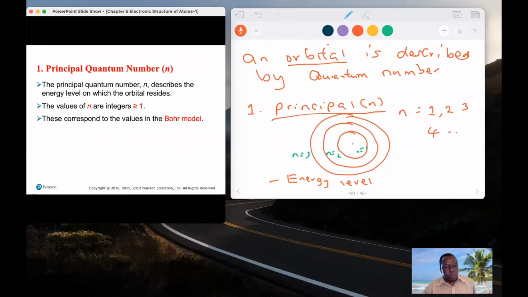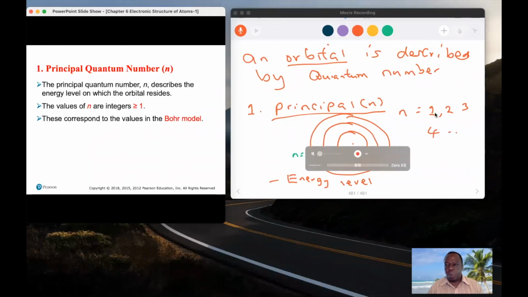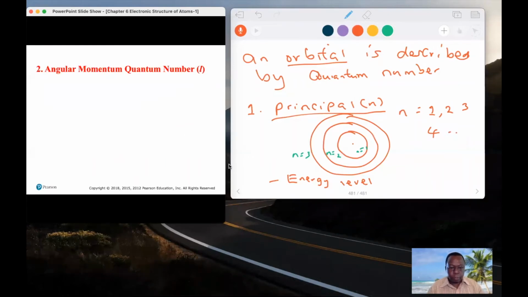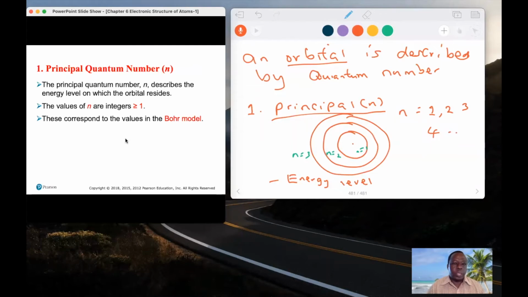It corresponds to what? In Bohr's model, we use n equals 1, n equals 2, n equals 3. The values for n are greater than or equal to 1, which is the same as 1, 2, 3. It cannot be 0. The electron has to be somewhere. So you cannot have 0. Let me go back here again, and you need to know what they represent. n represents what? The electron.